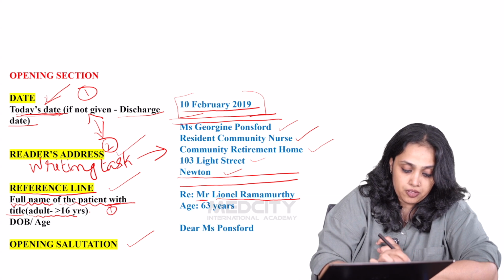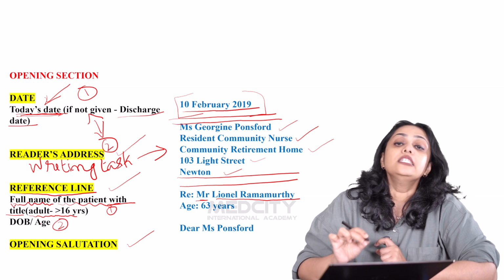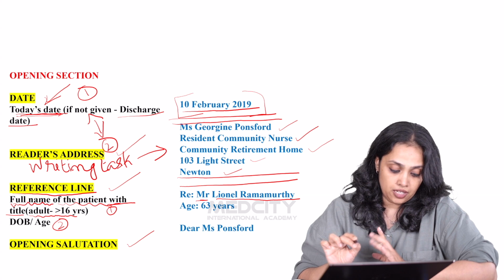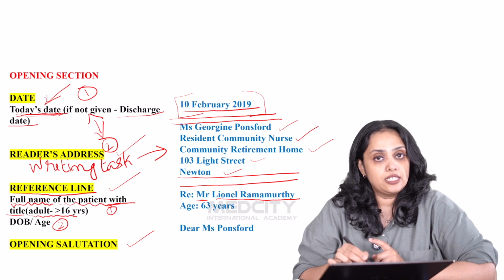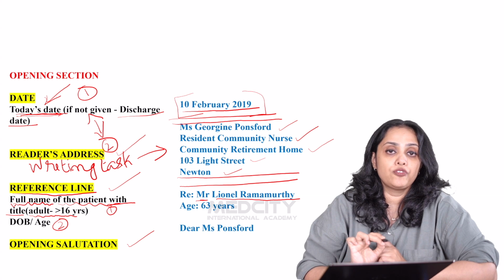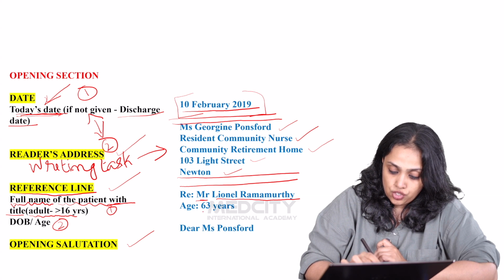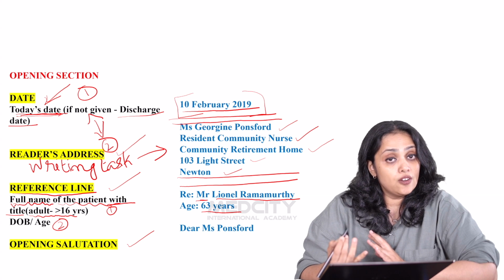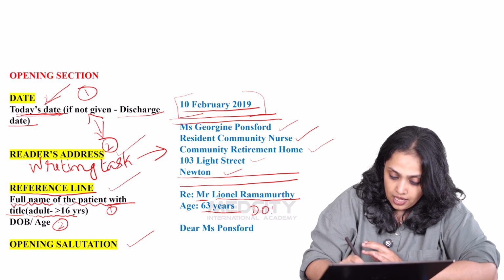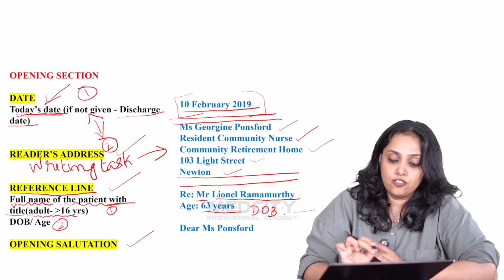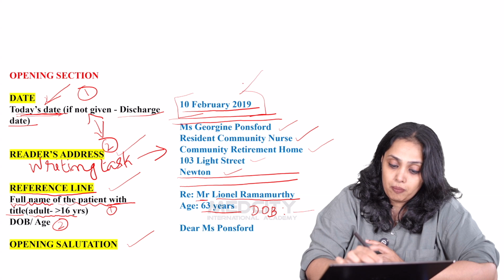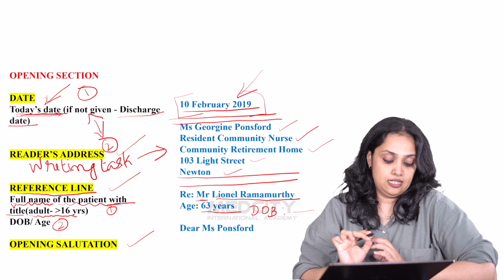Then the next detail that you have to write in the RE line, after the patient's full name, is date of birth or age. Either of these is fine. If date of birth is given, you can write date of birth. If age is given, you can go with that. Here in this case note, the age of the patient is given, so we have written age 63 years. Instead of age, if date of birth was given, we would be writing DOB and the date of birth here. And here again, when you write the date of birth, it should be in the same date format as we have written today's date.